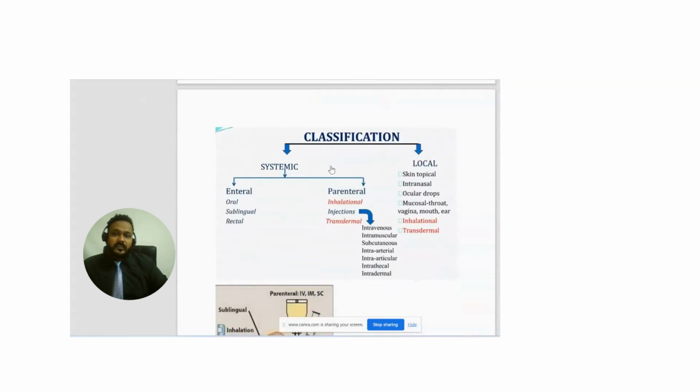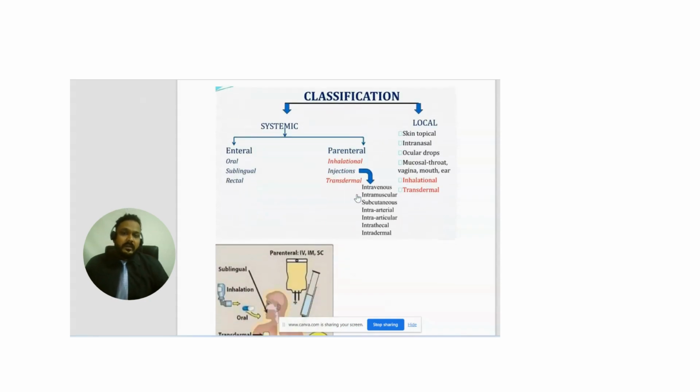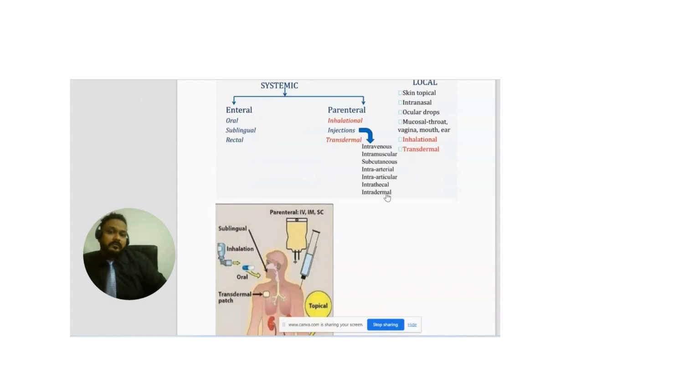Now, the brief classification is systemic and local. The examples of systemic are enteral and parenteral. Oral, sublingual, and rectal are examples of enteral, and inhalation, injections, and transdermal are examples of parenteral. Now, the injections are given by different routes: intravenous IV, intramuscular, subcutaneous, intra-arterial, intra-articular. In case of rheumatoid arthritis, in case of joint pain, the injection is given into the articular bones, and intrathecal and intradermal. Intradermal is the route by which the hormonal preparations are given under the skin.